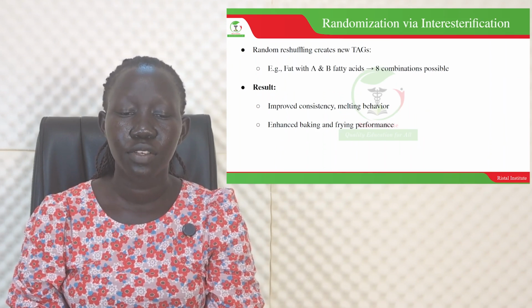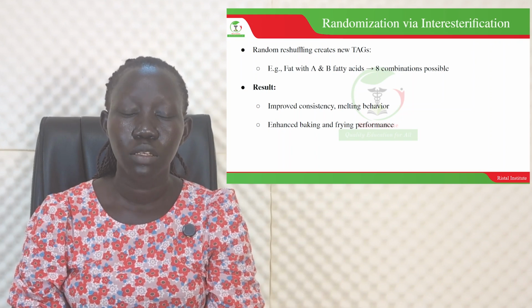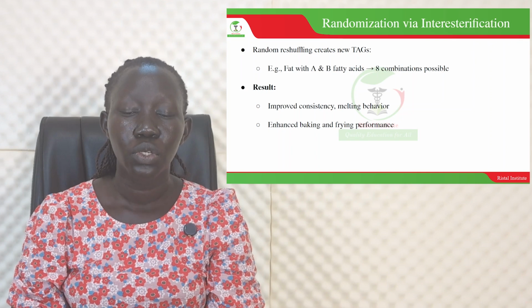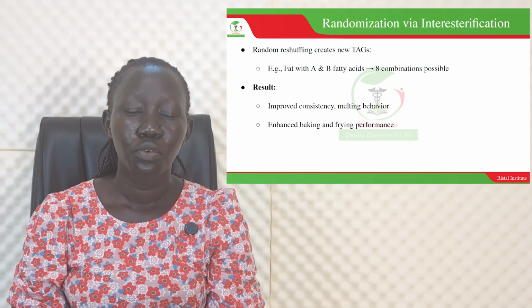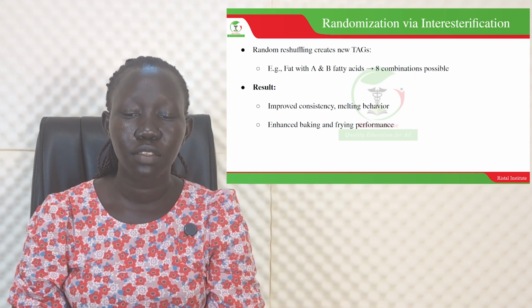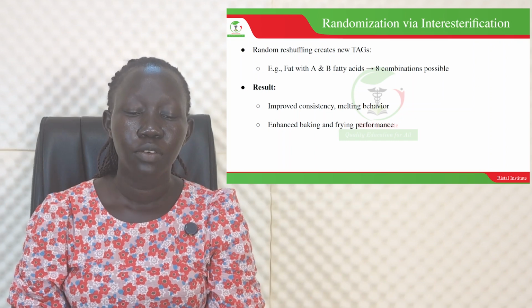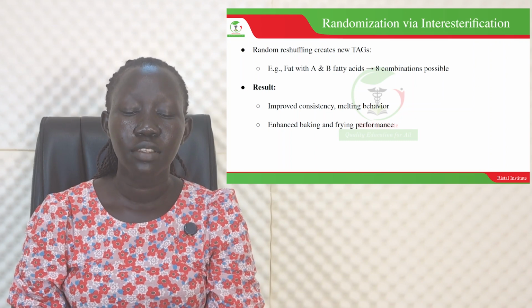Randomization versus interesterification. Interesterification is a planned arrangement, but randomization occurs just randomly. There is no plan. Randomization, or the random shuffling, creates new TAGs, triacylglycerols. For example, a fat with A and B fatty acids can have 8 combinations possible, resulting in improved consistency, melting behavior, enhanced baking, and also frying performance.